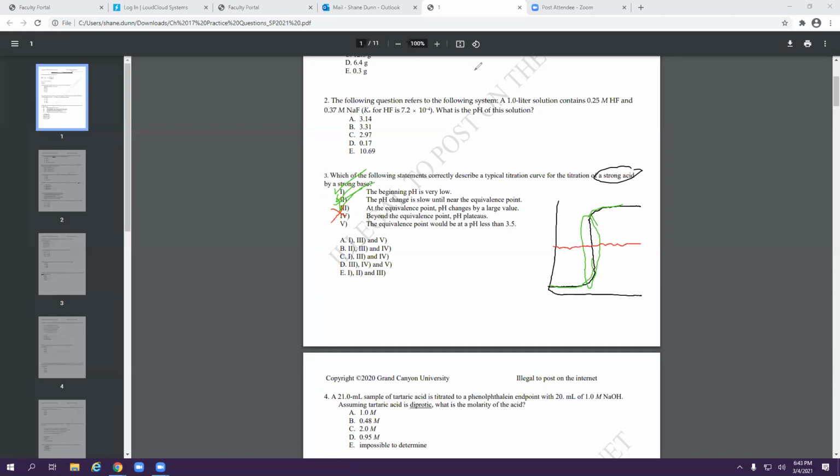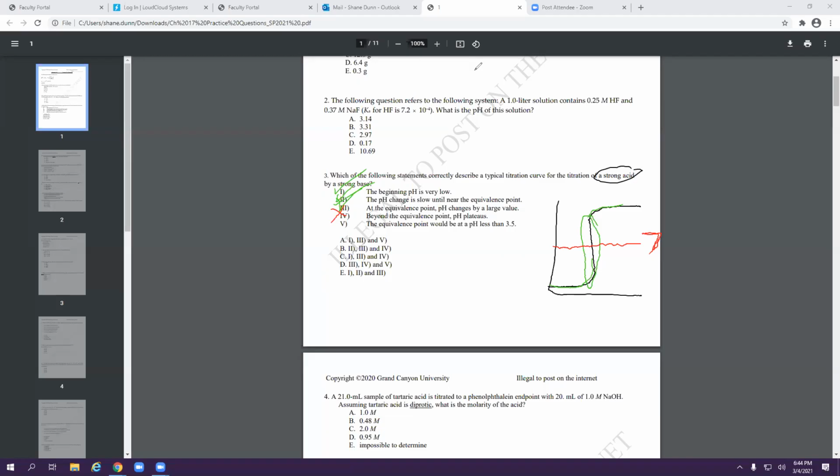So I'm gonna let you guys know this. When a strong acid and strong base react, what type of solution forms? Neutral. So what's the pH of the equivalence point gonna be? Roughly near 7, right? So the equivalence point's gonna be neutral or around neutral.